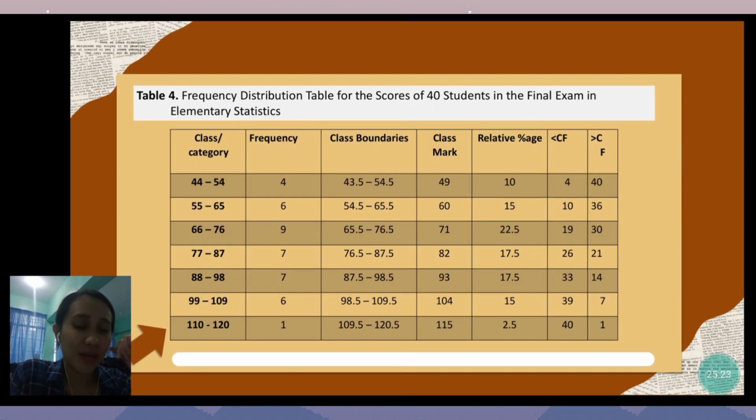So this is an example. This whole table is an example of a frequency distribution table. That is how the table will look after you have gathered all the necessary information. Again, I will create another video to better explain how you can create a frequency distribution table.